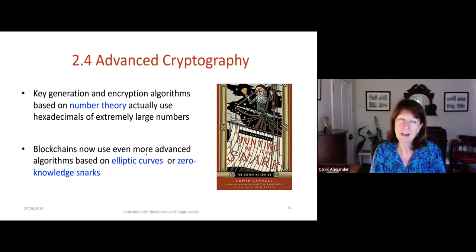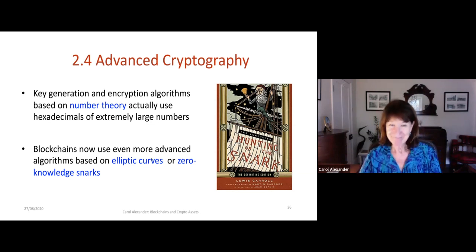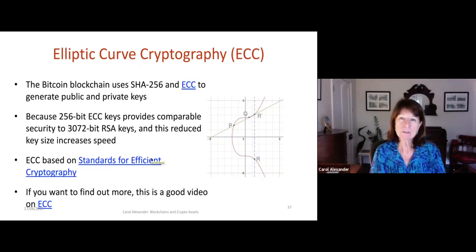So this is why I hope in this module, I will be helping you to filter out where you get the best information. Anyway, the snark comes from Lewis Carroll's poem, The Hunting of the Snark. And we're going to learn what a snark is. But first of all, let's have a look at elliptic curve cryptography, or ECC.